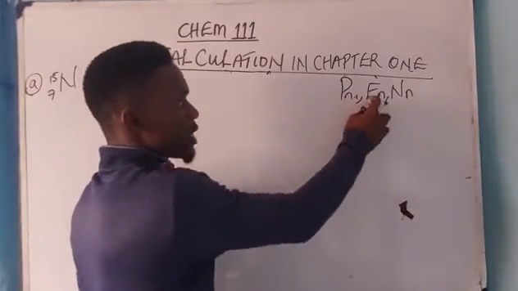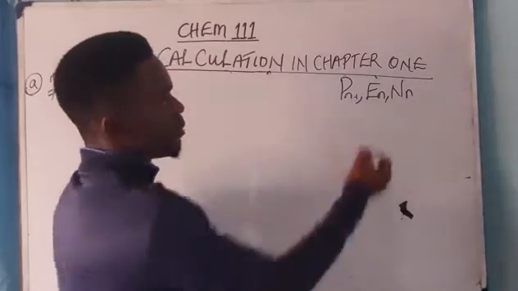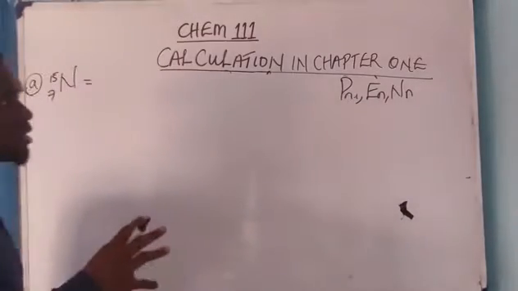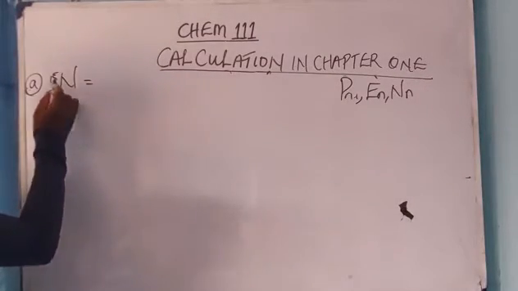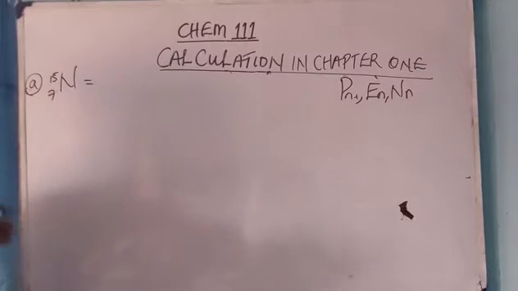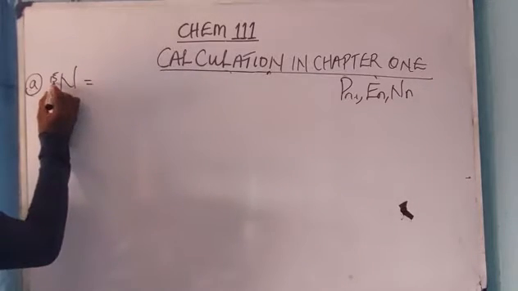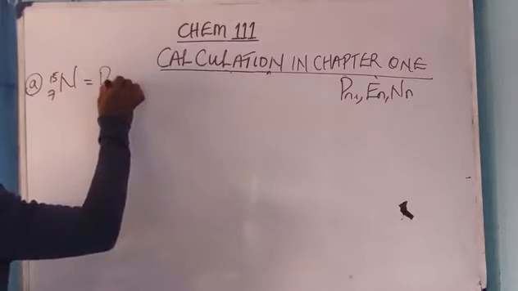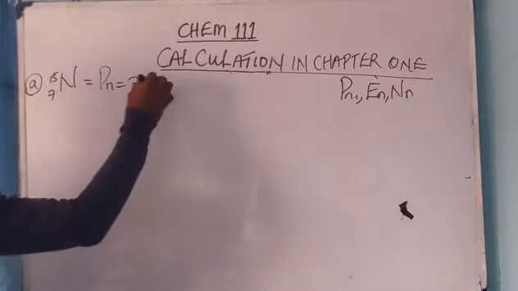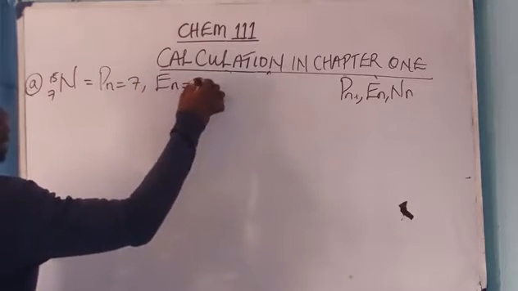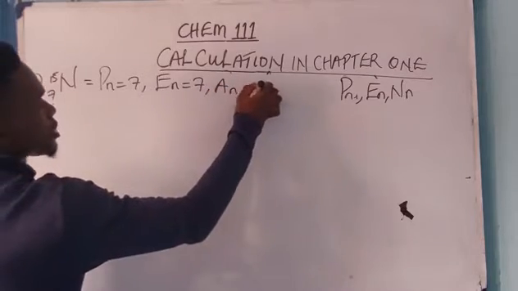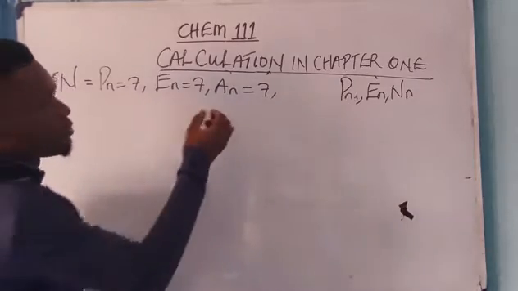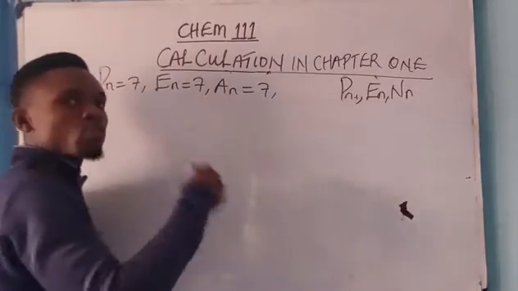Proton number equals electron number equals atomic number. But the neutron number of an element is the mass number minus the proton number. In a given element, the mass number is written as the superscript, while the atomic number is written as the subscript. Which means that the mass number here is 15 and the proton number is 7. Electron number is 7. The atomic number is 7. Please, this one is AN, that is atomic number, and don't allow people to confuse you.